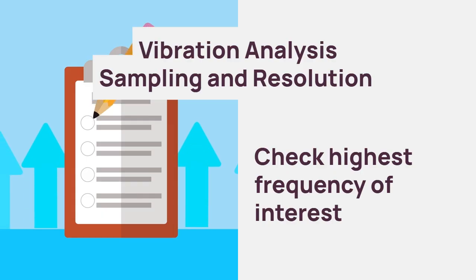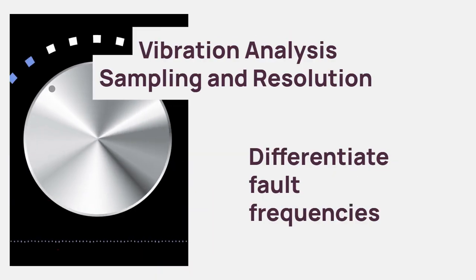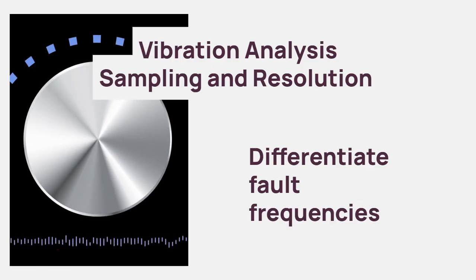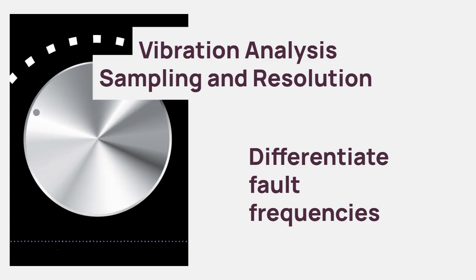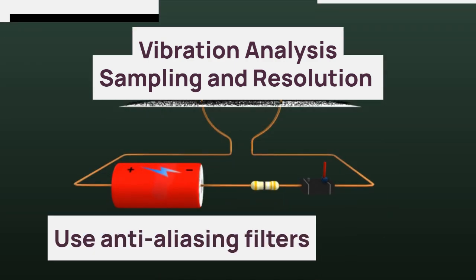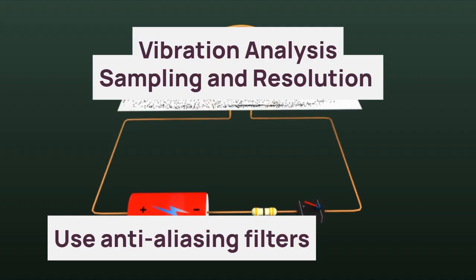Let's review some best practices. Always check the highest frequency of interest for your application. This determines the minimum sampling rate. Select enough lines of resolution to differentiate between expected fault frequencies, such as bearing tones versus gear mesh frequencies. Use anti-aliasing filters to prevent unwanted signals from contaminating your data.